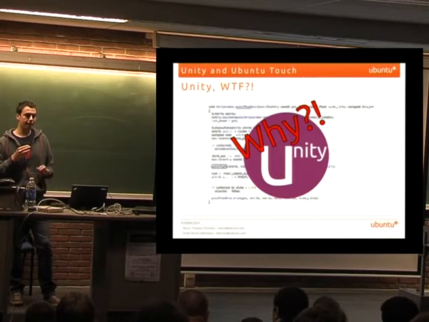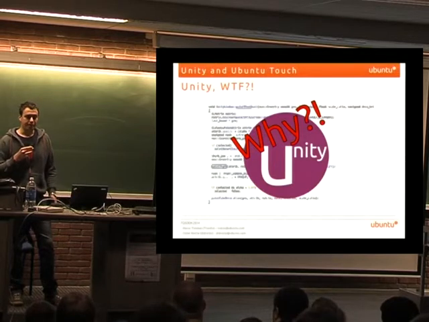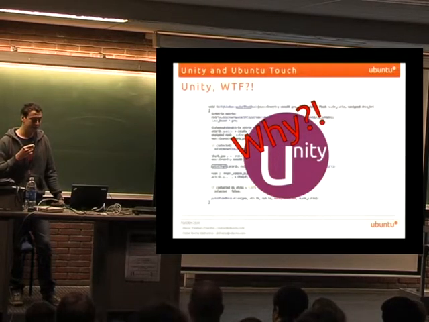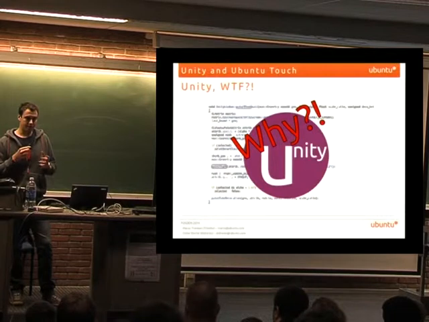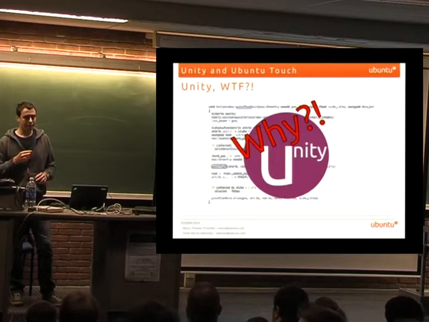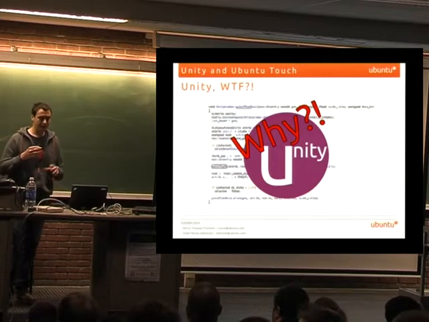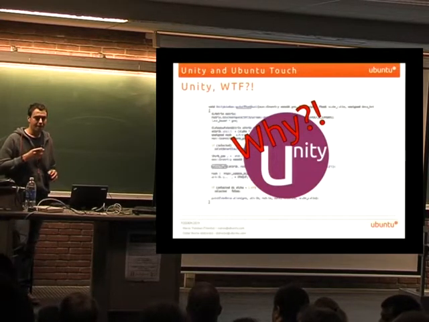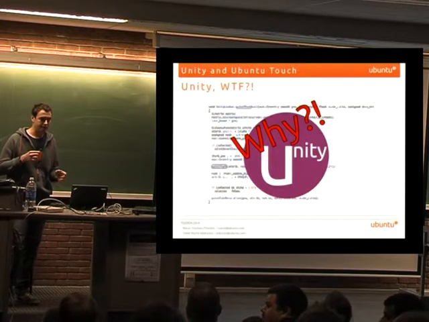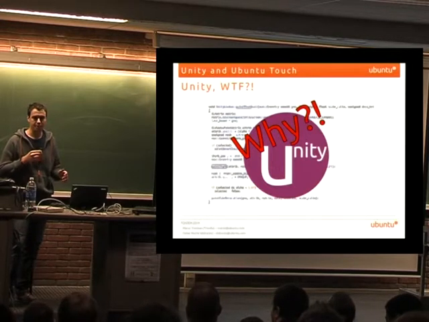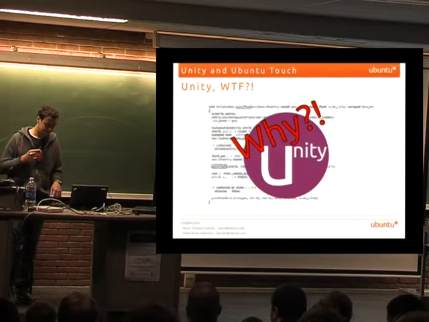So this vision, though it was not loved by everybody at some point, has a reason behind everything we can see on the screen. Every pixel you can see is there for a reason and works in a certain way. Nothing has been left to chance. Everything has been studied by designers, UX designers at Canonical, to try to get the best user experience according to our vision.